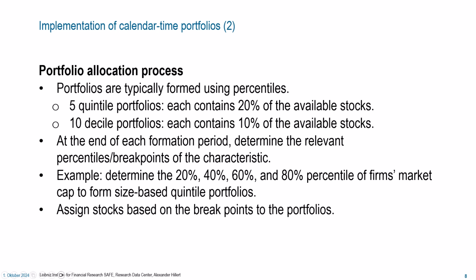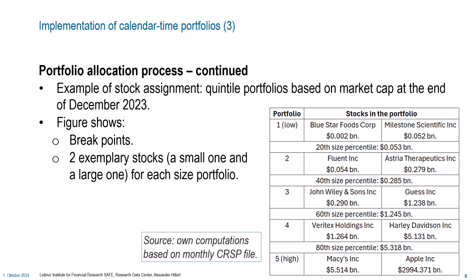And this process of determining the breakpoints, the percentiles, and assigning stocks, this is repeated at the end of each formation period. Let me give you an example to maybe make that more clear. This example here is based on real-world data. So I used the monthly stock file from the Center for Research in Security Prices, CRSP. That's the standard US stock market database.